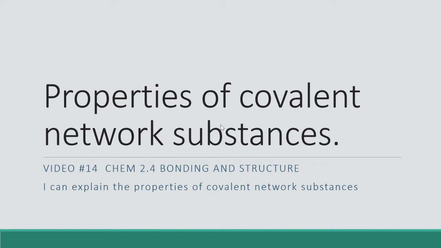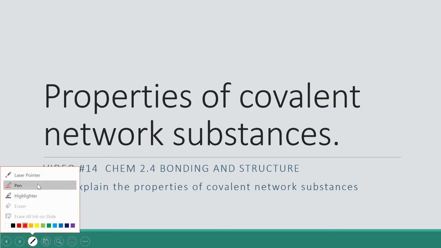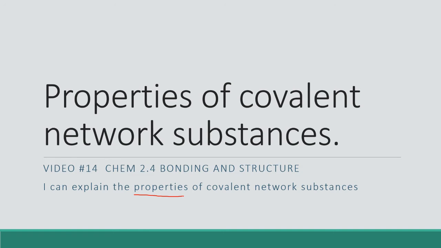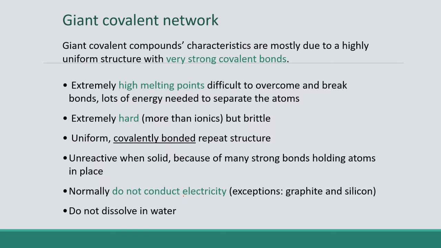Goodson here, and this video is about the properties of covalent network substances. It's video 14 for Chemistry 2.4 Bonding and Structure, and it follows on from Chemistry 13, which was all about the bonding and structure of covalent network substances. And this video is about the properties. So it tends to be the physical properties that we can either measure or observe or see.